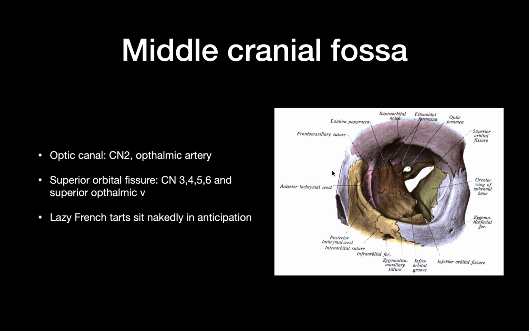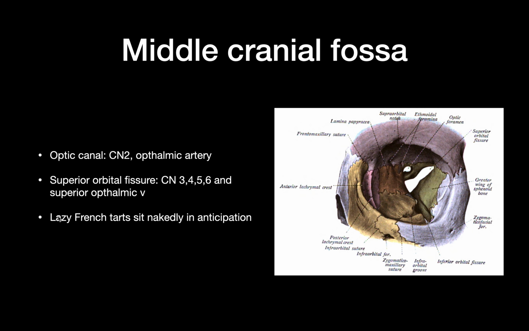So in the middle cranial fossa is the orbital opening, and this is the optic canal where cranial nerve 2 and the ophthalmic artery pass through. The superior orbital fissure has plenty of things passing through: cranial nerves 3, 4, 5, 6, and the superior ophthalmic vein. A mnemonic to remember what goes into the superior orbital fissure is: lazy French tarts sit nakedly in anticipation.